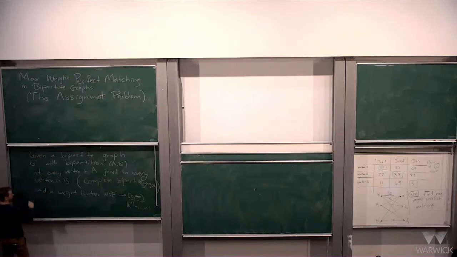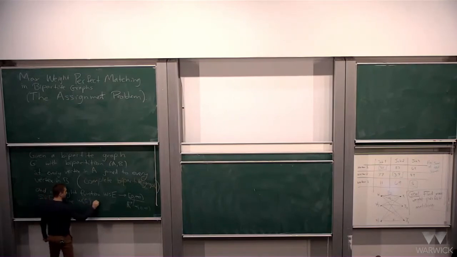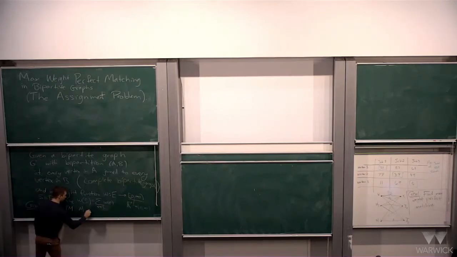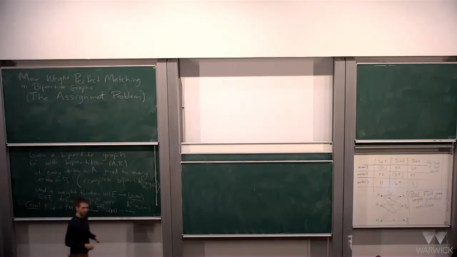Okay, so given this complete bipartite graph, you have a weight function, and for a subset S of E, the weight of S is the sum over all edges in S of the weight of the edge. And the goal is to find a perfect matching M where W of M is maximum. So is the setup relatively clear? Okay. And in particular, we want to have an algorithm to do this.